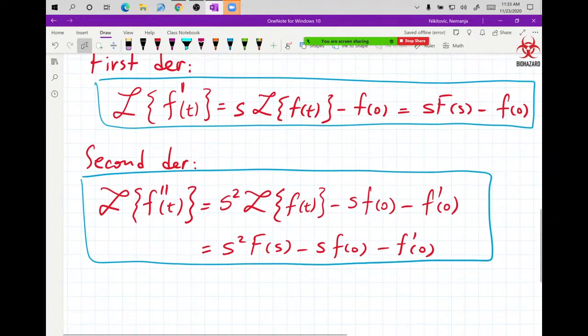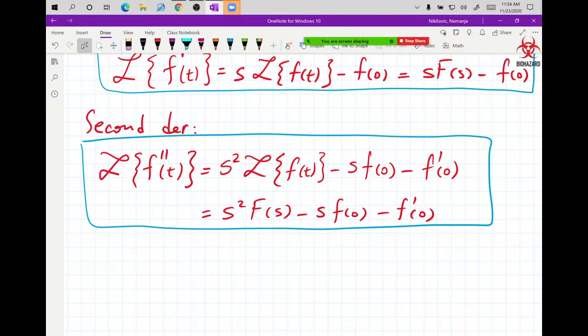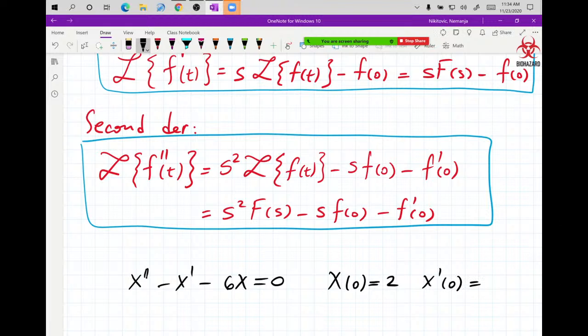So once you know the formulas for conversion of the derivative, what's left is to just convert the system. Now, we're going to talk about an easy system, which we can check with another method, just because we can. We can start, let's say, with x double prime minus x prime minus 6x equals 0, where x of 0 is equal to 2 and x prime of 0 is equal to -1.